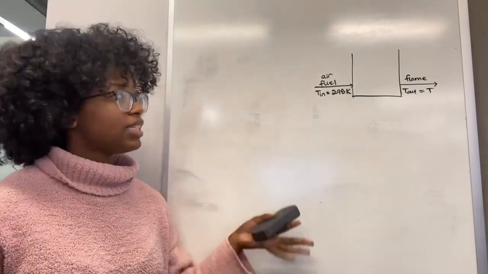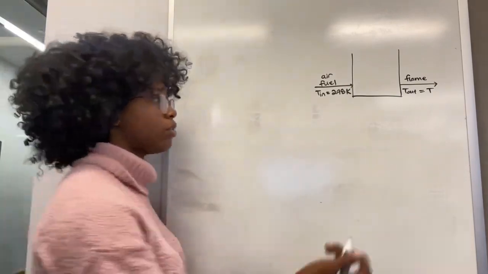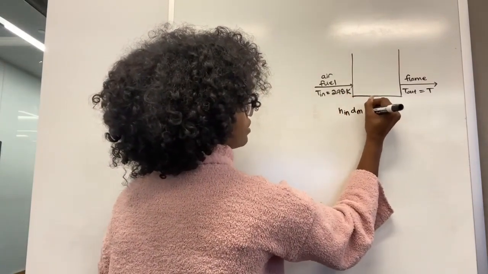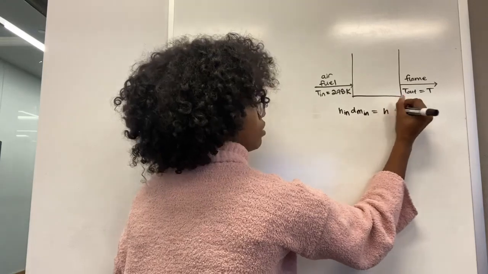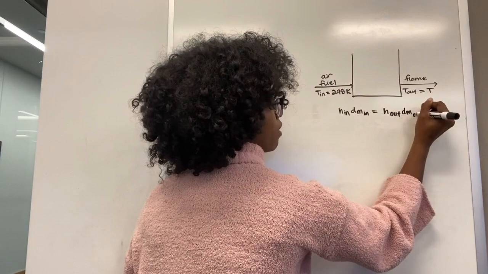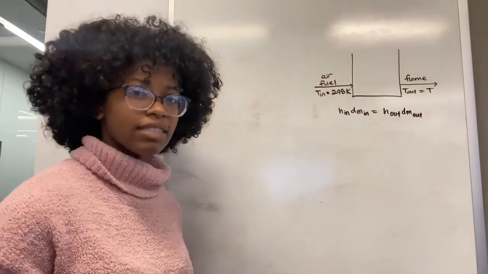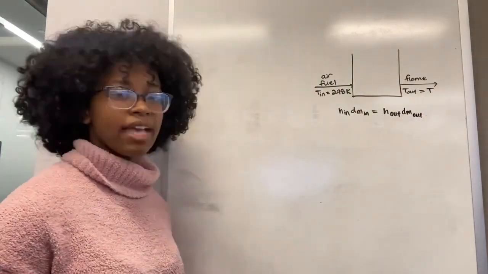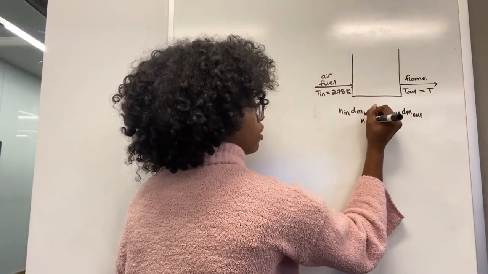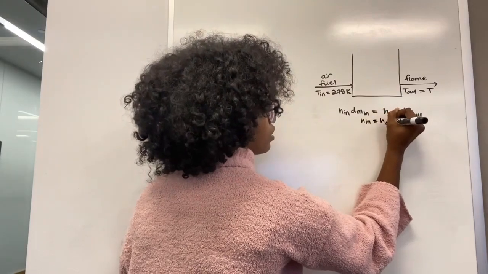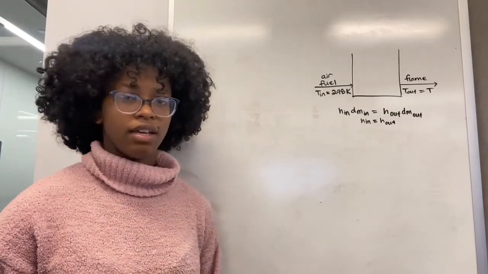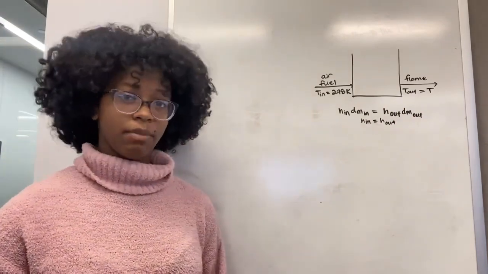And so since it's a steady state process, we know that the enthalpy in times the change in mass coming in is equal to enthalpy going out times the change in mass going out. But as I mentioned, the mass coming in and going out will be the same. So we're just left with enthalpy in is equal to enthalpy going out, and this is just a confirmation that this process is also adiabatic.